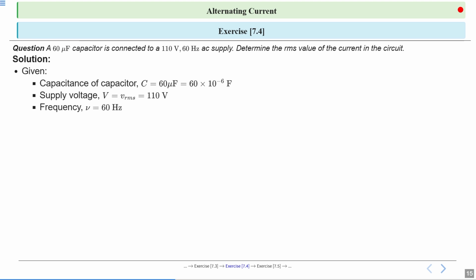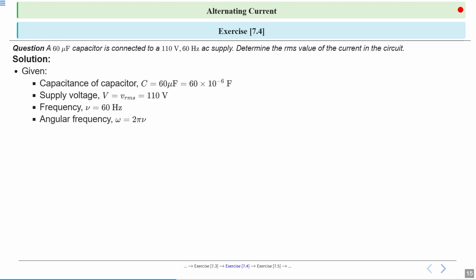In Indian households, a voltage of 220 volt is used, meaning home appliances are operated on 220 volt. But in the USA or maybe in other countries, in households, appliances are operated on 110 volt. Okay, so supply voltage V equal to Vrms is 110 volt. Frequency nu is equal to 60 hertz.